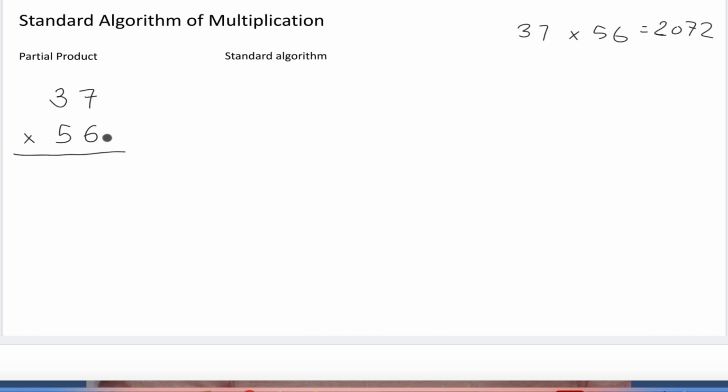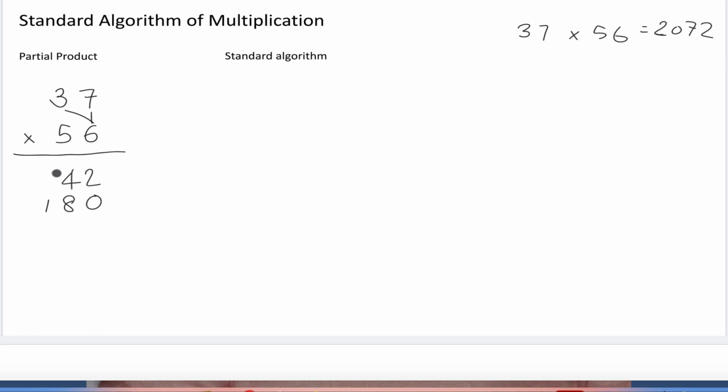And what we do is distributing 6 to each of these terms, right? So 6 times 7 is 42. And we know 6 times 3 is 18, but this is not 3, it's a 30. So 30 times 6 is 180. So we can write 180 there, right? So we are done with distributing 6 to each of these terms. And now we can distribute 5.